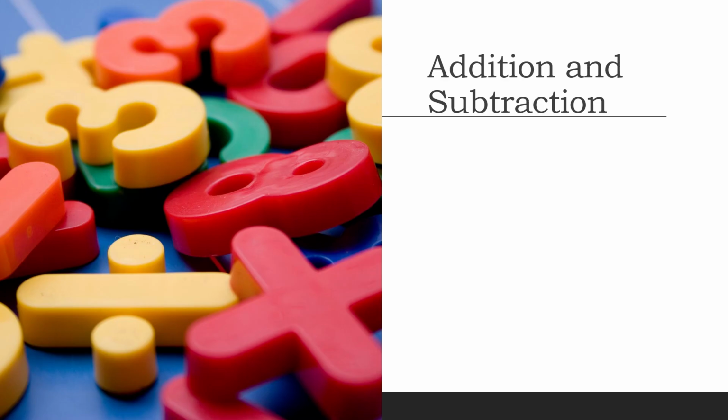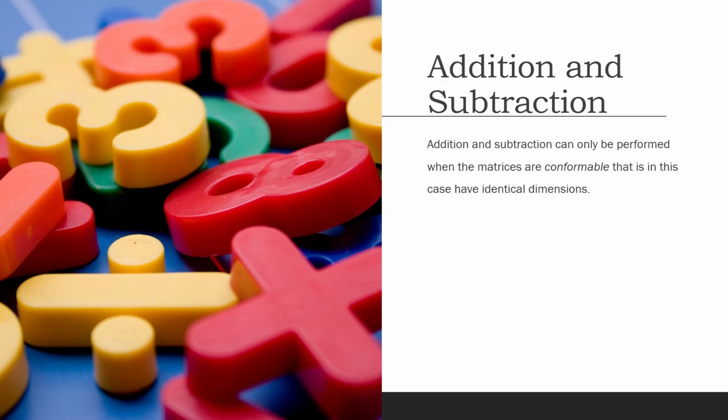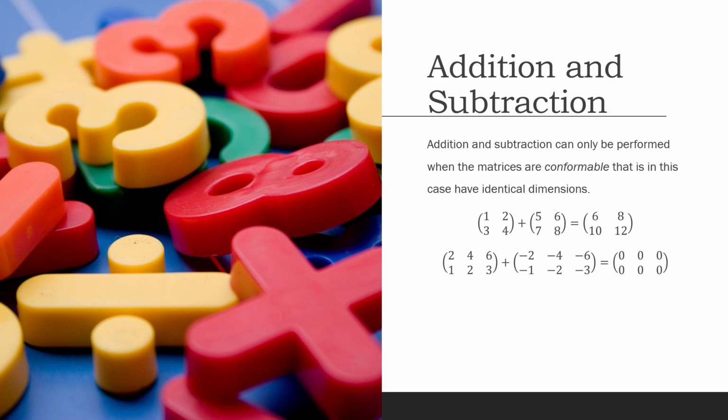Now addition and subtraction is pretty straightforward, as long as you've got what we call conformable matrices, and in this case what we mean is conformable matrices are ones which are identical in dimensions. So we can add a 2 by 2 to a 2 by 2, or a 2 by 3 to a 2 by 3, and it's exactly as you'd expect. We just add the corresponding elements, and that's it. Nothing clever about that. Doesn't matter about the size of the matrix, as long as they're the same, the principle holds, and there we go.